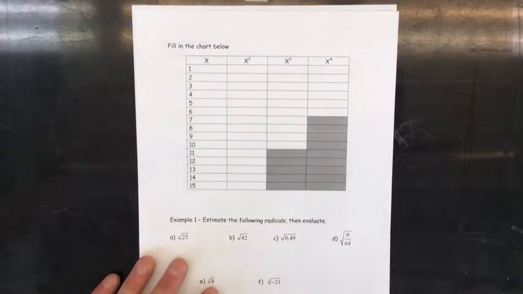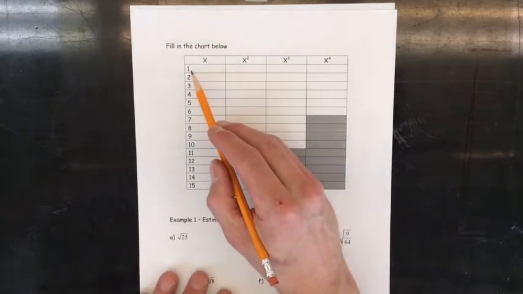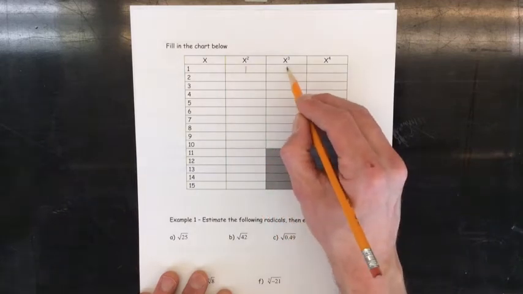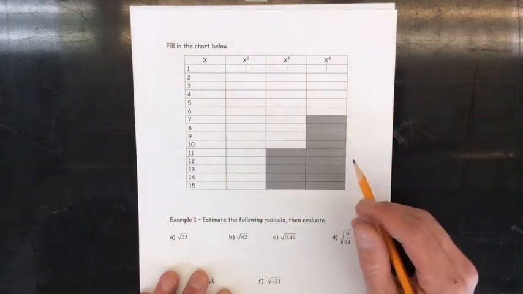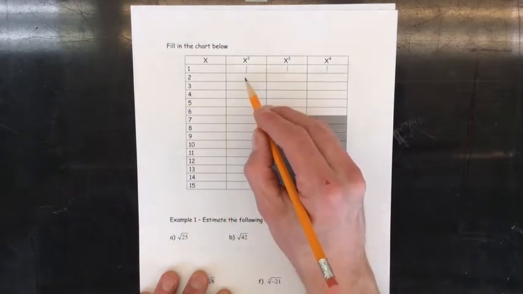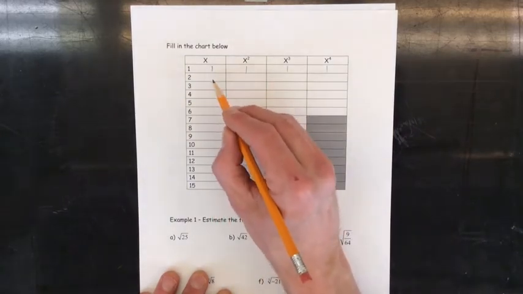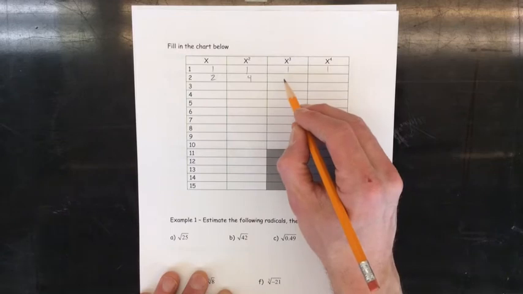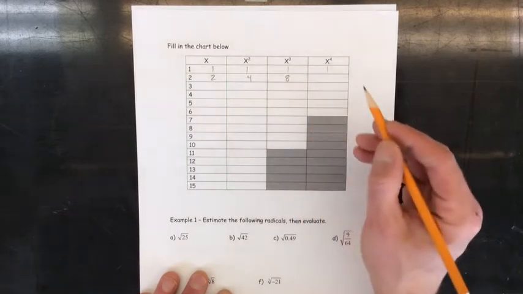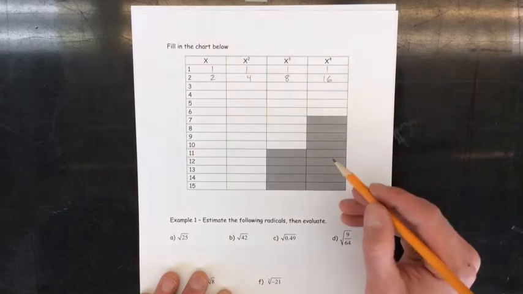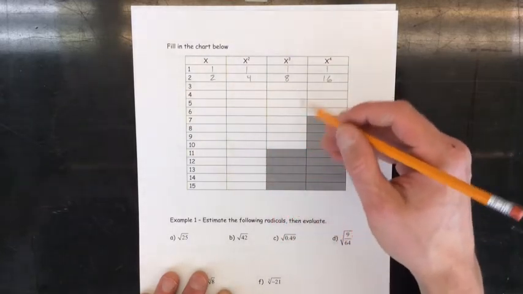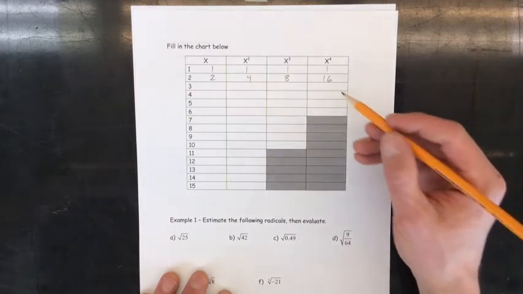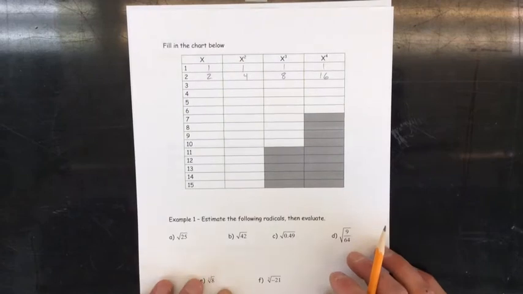Now what I'd like you to do is take the time to fill in this chart. Here's our x value, 1, and I want to know what 1 squared is. 1 squared is equal to 1, 1 cubed is 1, and 1 to the power of 4 is 1. 2 squared is equal to 4. 2 times 2 times 2, or to the power of 3, is equal to 8, and 2 to the power of 4 is 16. Keep going, fill out the whole chart so you're aware of the cubes, the squares, and the fourth powers of all these smaller numbers.